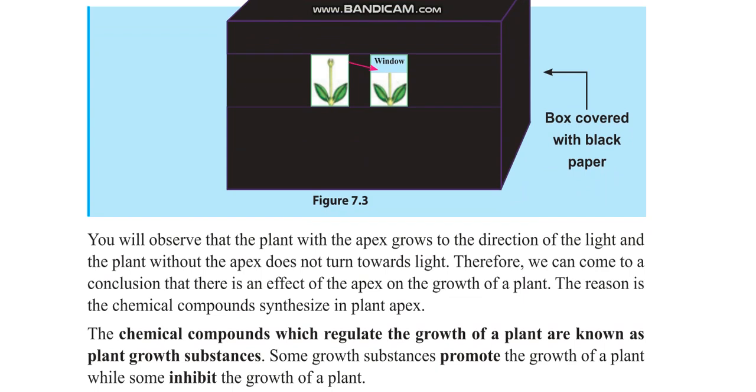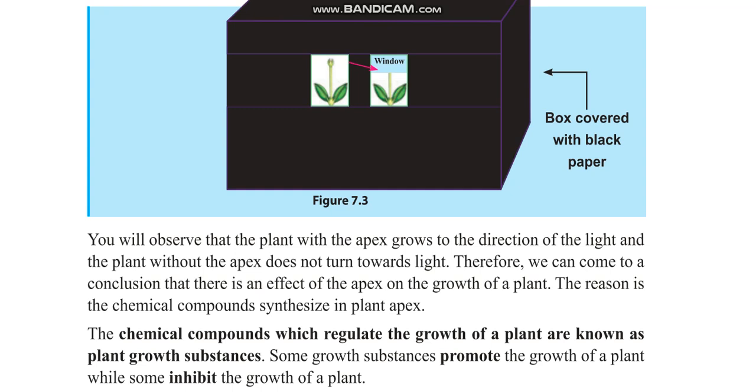Okay, so see the observation. Now every practical you should know the observation and the fact you are proving. Okay, now look at, you will observe that the plant with the apex grows to the direction of light and the plant without the apex does not turn towards it. Now we know in the earlier practical we learned that the plant without the apex will not grow, right? Its height won't change. But the plant with the apex, its height will increase. Now here the plant with the apex is growing as well as turning to the direction of the light. Always plants are like that because plants are getting food from which process? Photosynthesis. For photosynthesis we need what?